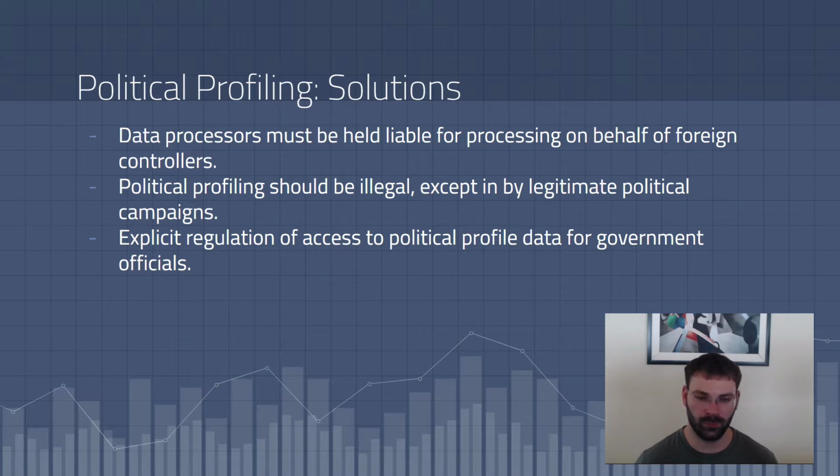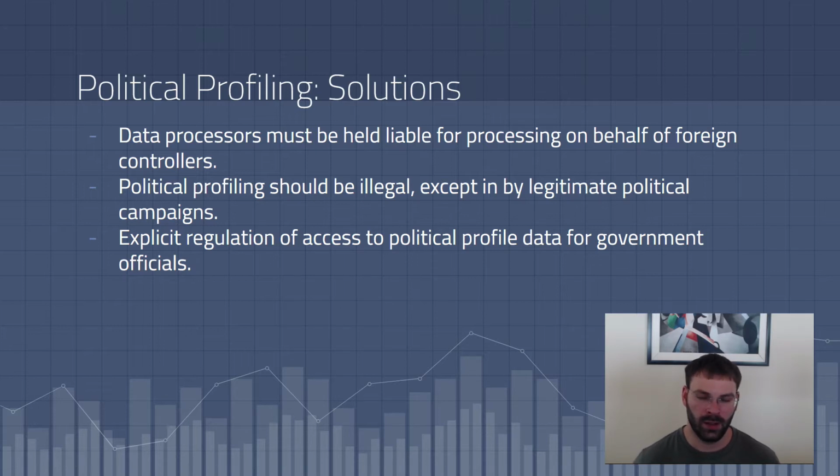Political profiling, I believe it should be illegal. Again, I don't have the legal expertise to say whether this is feasible or not, but in a perfect world, I believe political profiling should be absolutely illegal, except in the context of legitimate political campaigns who are out there trying to win elections and trying to gain voters. I believe those are really the only organizations who should be allowed to perform political profiling.